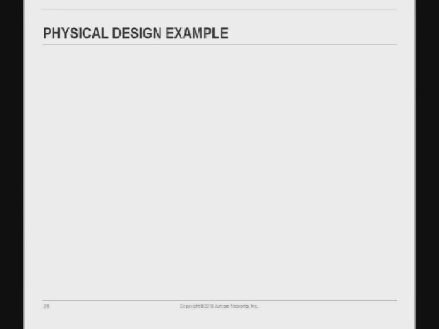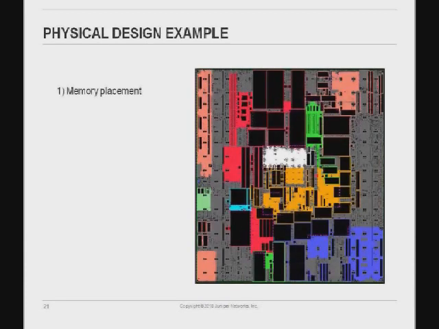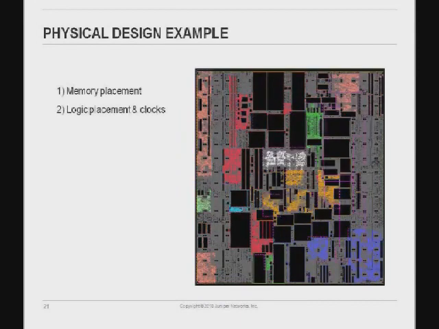So here are some examples of physical design. Here is how we place all the memories, all the black things. They are not voids, they are real memories on the die. And the things on the side are the IOs, the input-output elements. And then here are all the gates placed.